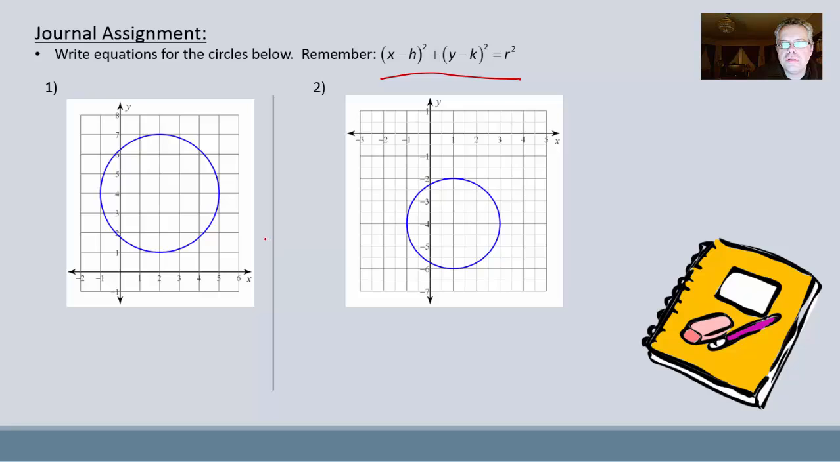Okay, so just write the equations for these two circles. And everything will become clear in class.